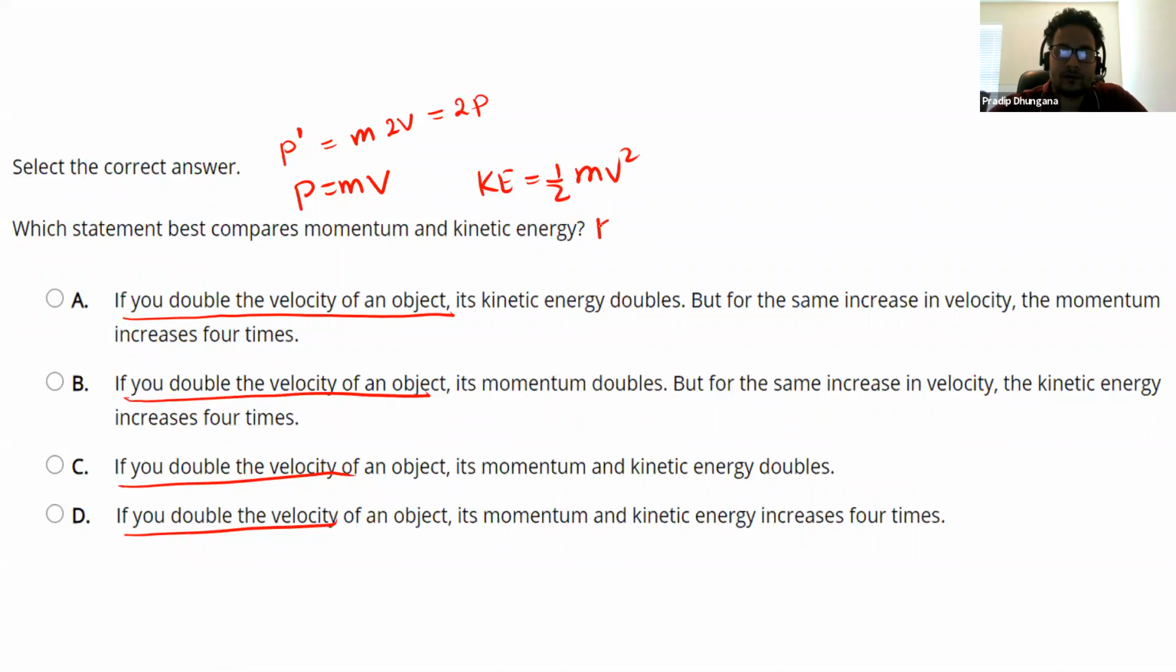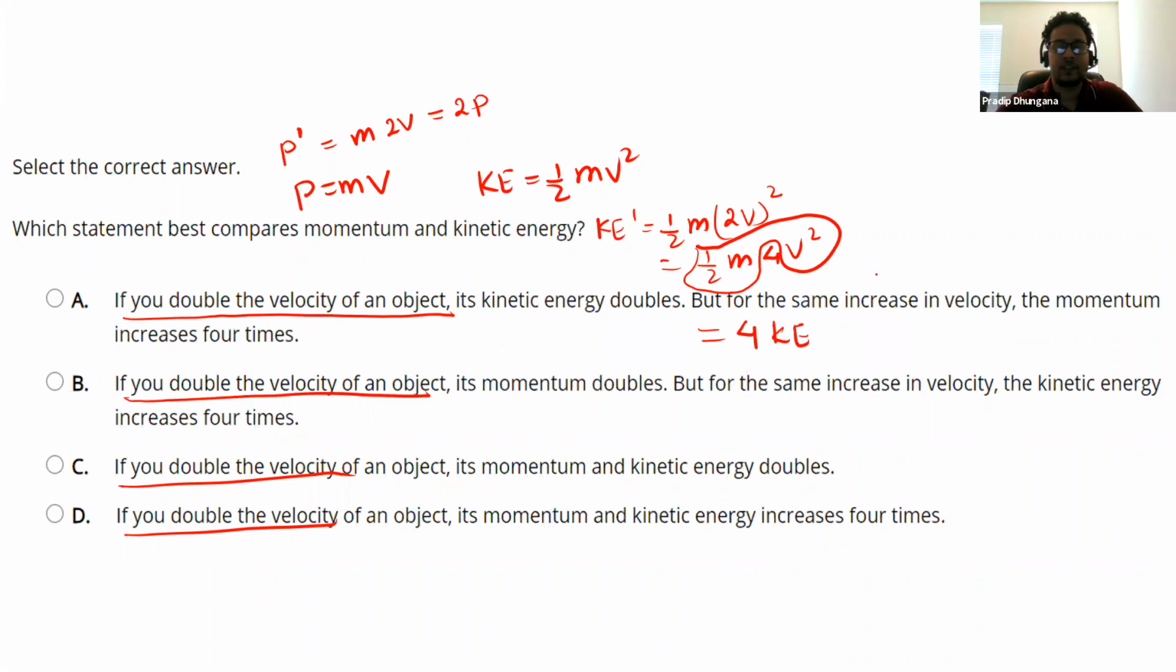Now kinetic energy is 1/2 mass, velocity, we double the velocity, 2v squared. So it becomes 1/2 mass, 2 times 2 is 4, and then v squared. So that part you can see here. 1/2 mass times velocity squared is kinetic energy, and then we do have 4. So it becomes 4 times kinetic energy. That means whenever we double the velocity of an object, momentum gets doubled and kinetic energy becomes quadruple, or 4 times. So the correct choice is B.